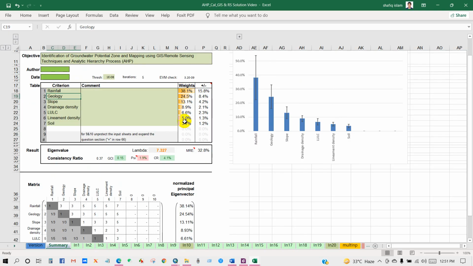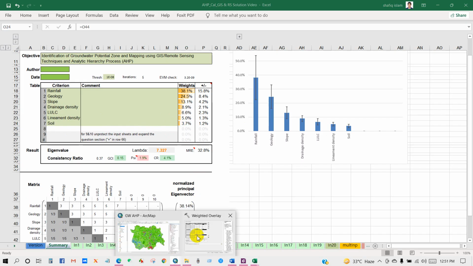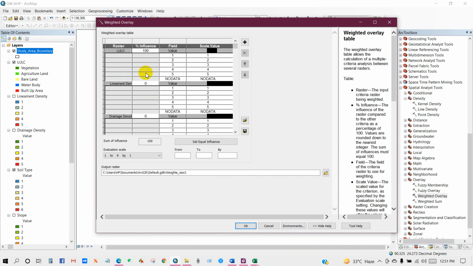You can see here the weights have been automatically calculated for rainfall, geology, slope. From my study area, you can see the weight for every criteria. The highest is for rainfall. That means rainfall is most influential for groundwater potential zone in my area. Now I will just add this weight here as influence.